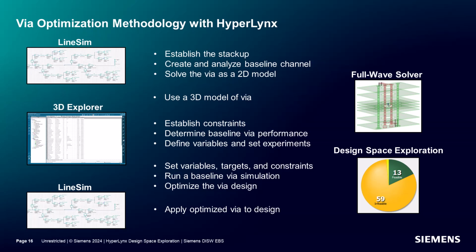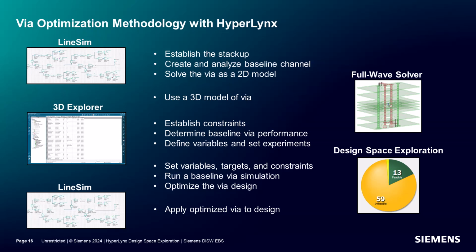Then we would use Design Space Explorer to help find the optimal design by performing the automated goal-based optimization of the design's variable parameters. In the end, you can use the resulting optimization information from Hyperlinks DSE to update your LineSim schematic and get you the best results. Since 3D Explorer is used to drive Hyperlinks DSE, you may be wondering, why use Hyperlinks DSE at all if I can set up sweeps and experiments in 3D Explorer alone?